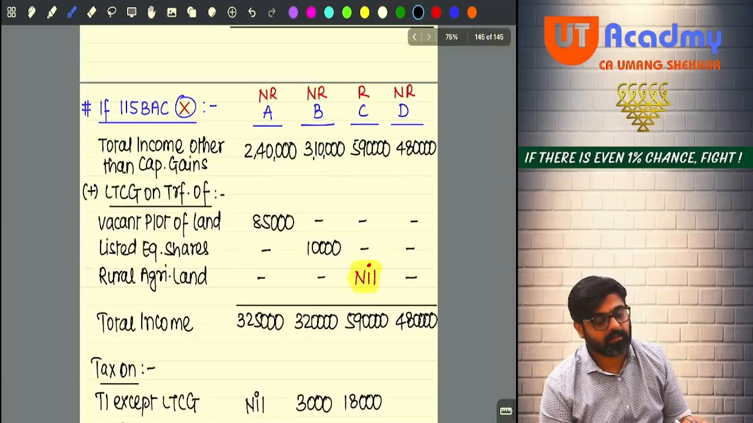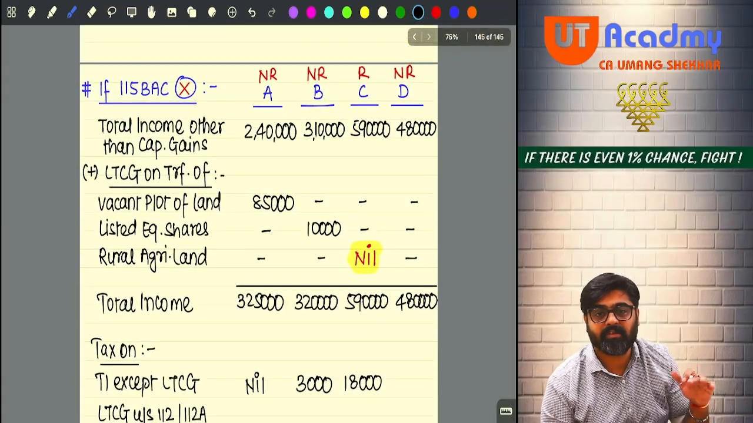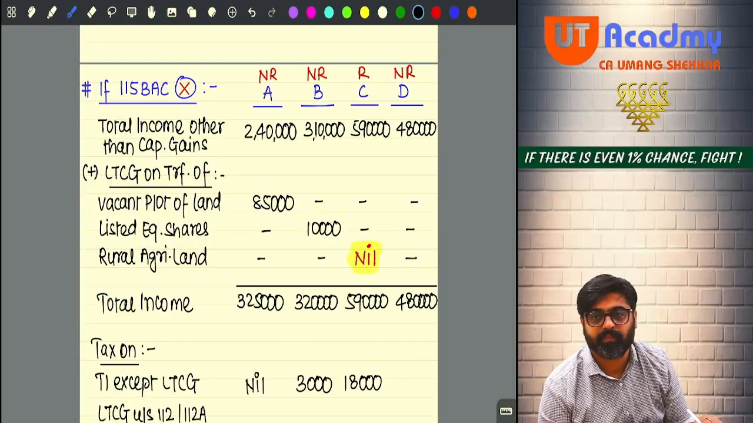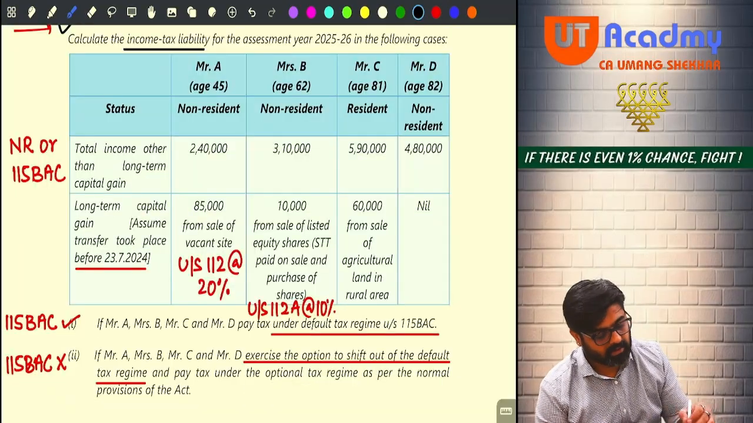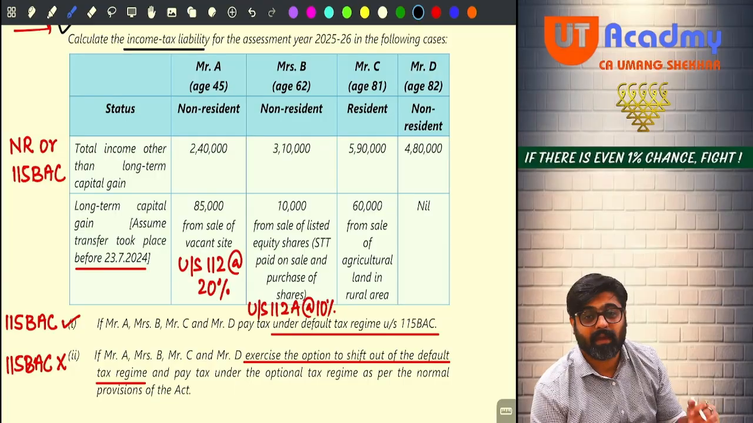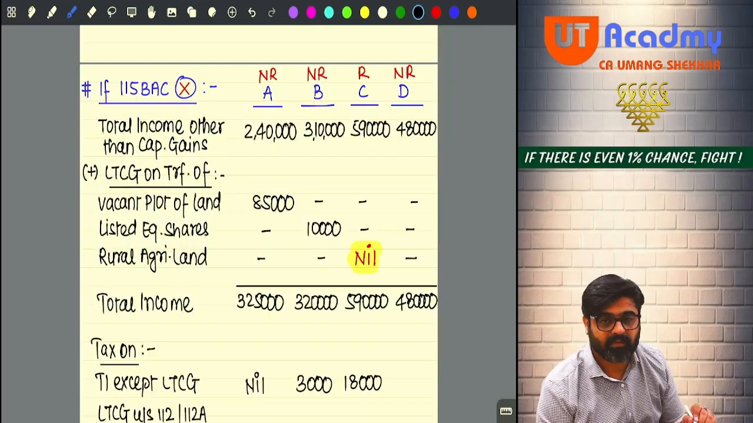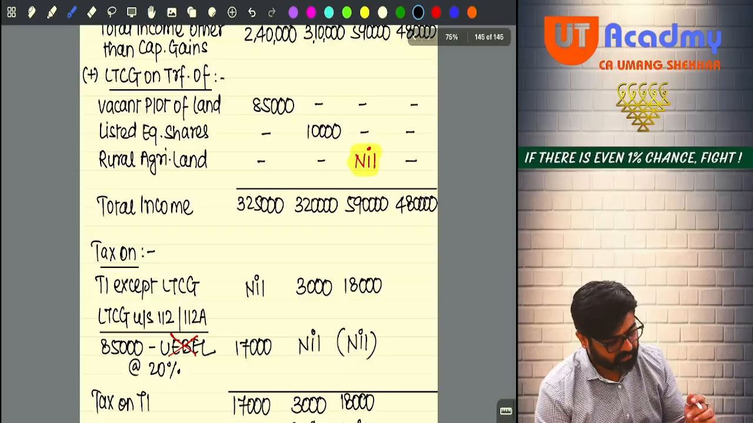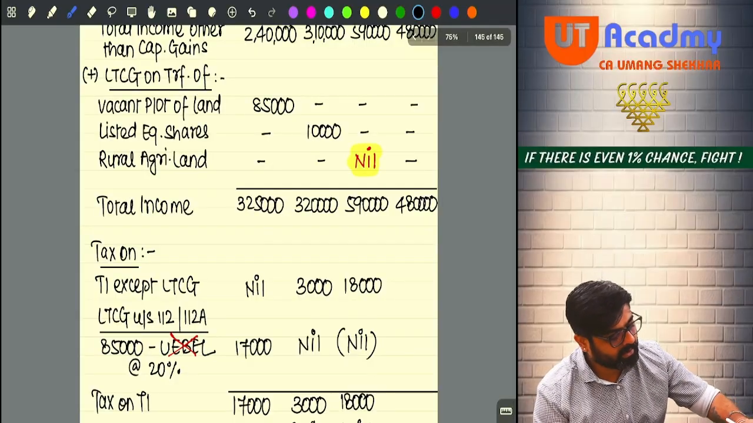Last case, I am again a non-resident. So basic exemption limit will be 2 lakh 50. I cannot take 3 lakhs or 5 lakhs. See, the age is also 82. I cannot call myself a super senior citizen because I am a non-resident. Okay. So up to 2 lakh 50 there is no tax. 2 lakh 50 to 4 lakh 80 it is 2 lakh 30. On that 2 lakh 30 I'll pay 5%.